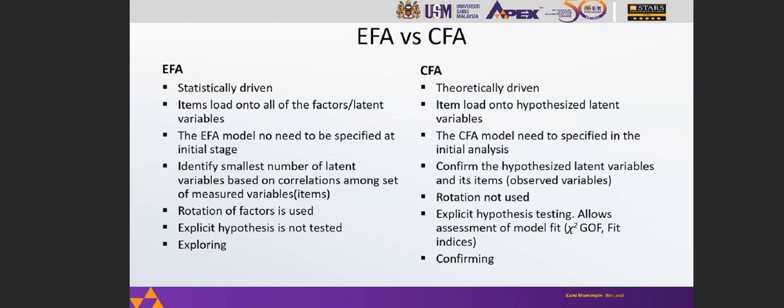EFA identifies the smallest number of latent variables based on correlation among a set of measured variables. CFA confirms the hypothesis. In EFA, rotation is used. In CFA, rotation is not used. In EFA, explicit hypothesis is not tested. In CFA, explicit hypothesis testing allows assessment of model fit. EFA is exploring, CFA is confirming. Okay?